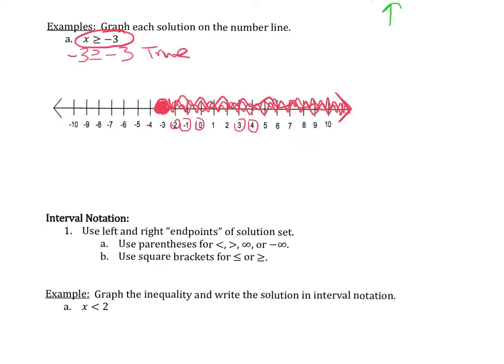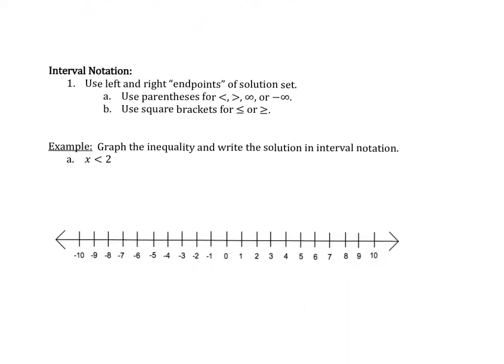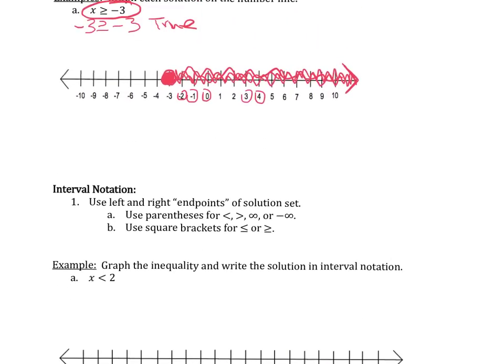Another way that we can show our solution is by using what we call interval notation. Interval notation is using left and right endpoints of a solution set. And I use endpoints lightly because sometimes our solution set does not have an endpoint. Our number line continues to the right and to the left. For instance, if I look here, this is not really an endpoint, right? It continues, and so that's why I put the endpoint thing in quotations.